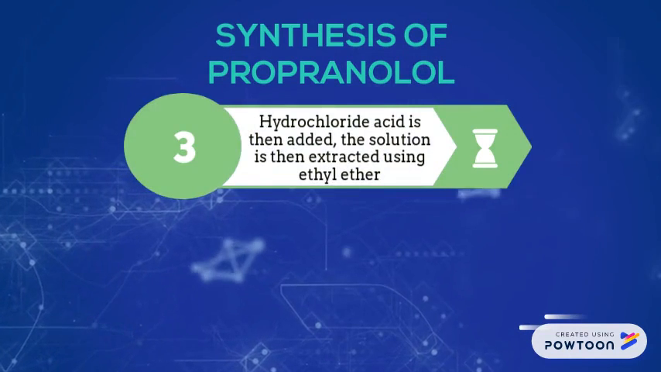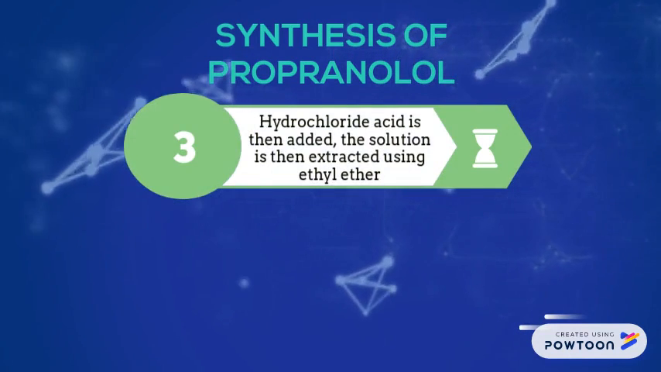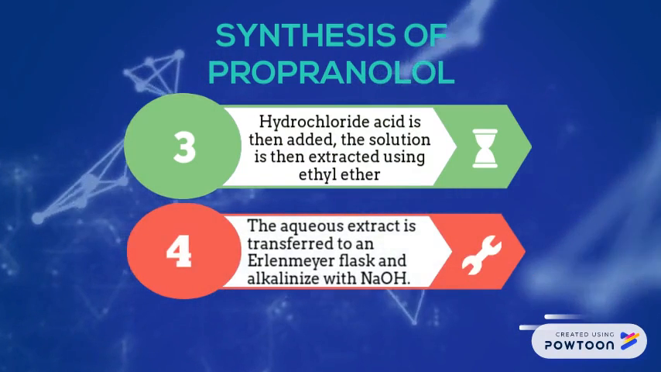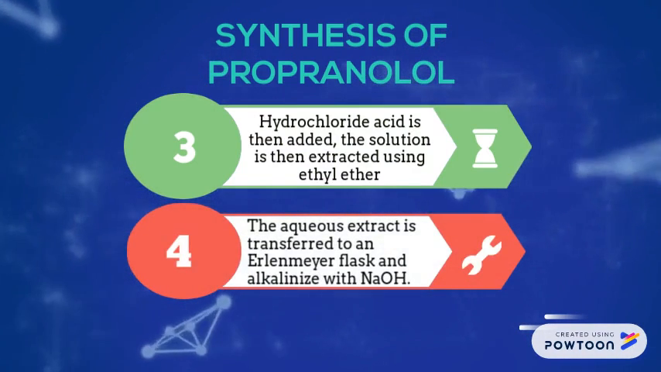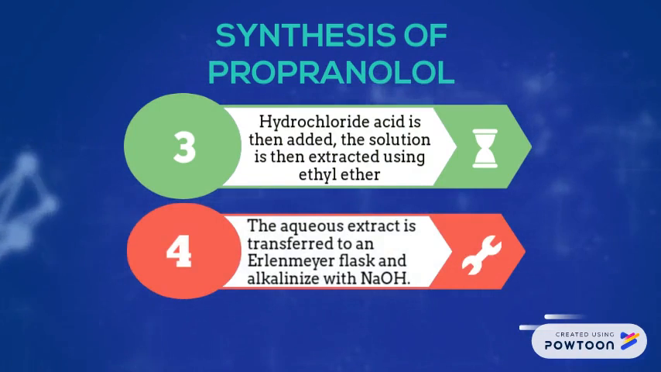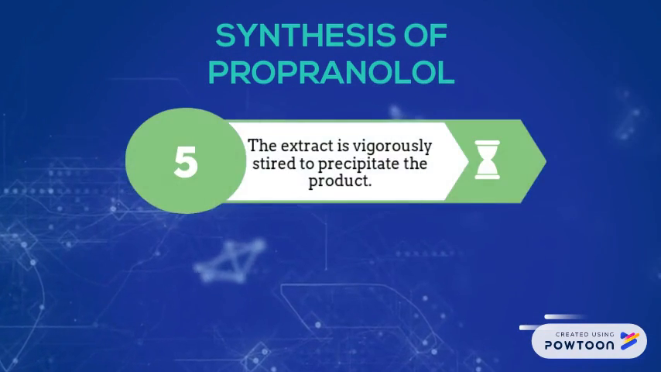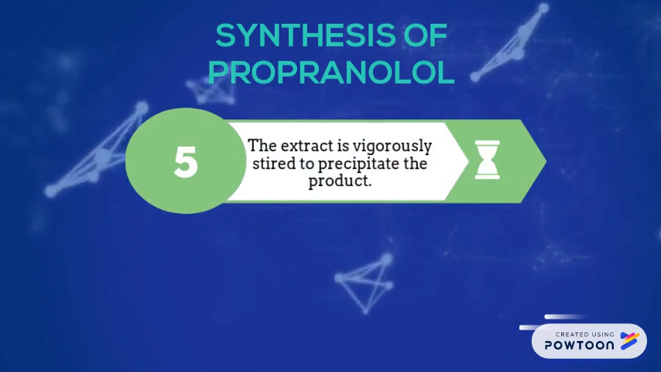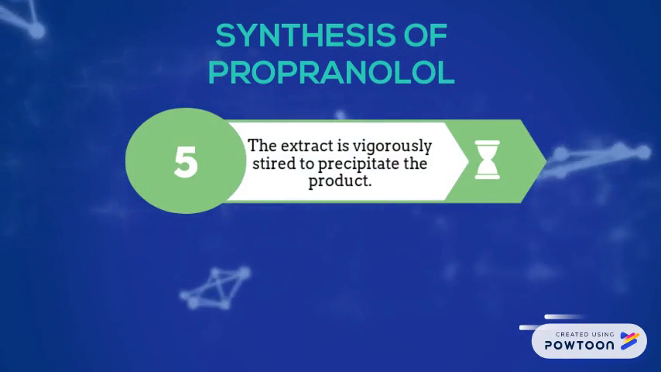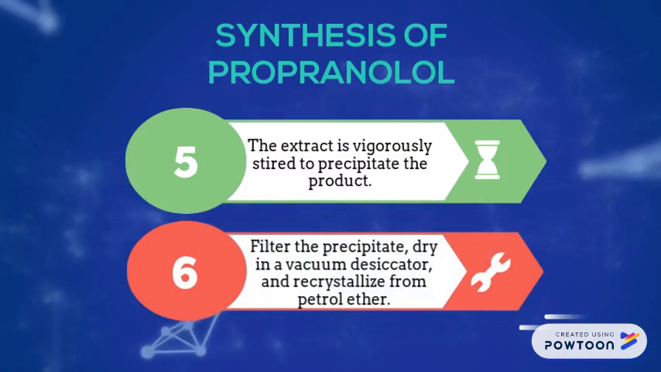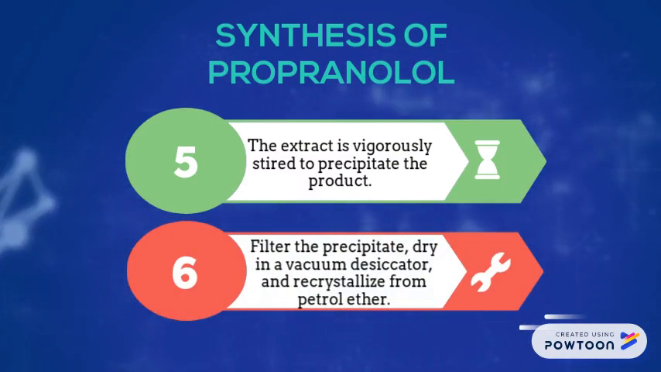Hydrochloric acid is then added. The solution is then extracted using ethyl ether. The aqueous extract is transferred to an Erlenmeyer flask and alkalinized with sodium hydroxide. In an ice bath of 0 degrees Celsius, the extract is vigorously stirred to precipitate the product. The precipitate is filtered and dried in a vacuum desiccator and recrystallized from petrol ether.